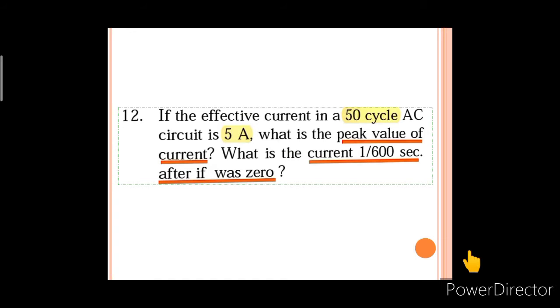So here in this question, the frequency of the AC circuit is given as 50 cycle or 50 hertz, and the value of the effective current, or we can say the RMS current, is given as 5 ampere, and we have to calculate the peak value of the current. And for the time interval 1 upon 600 second, we have to determine the value of the instantaneous current.